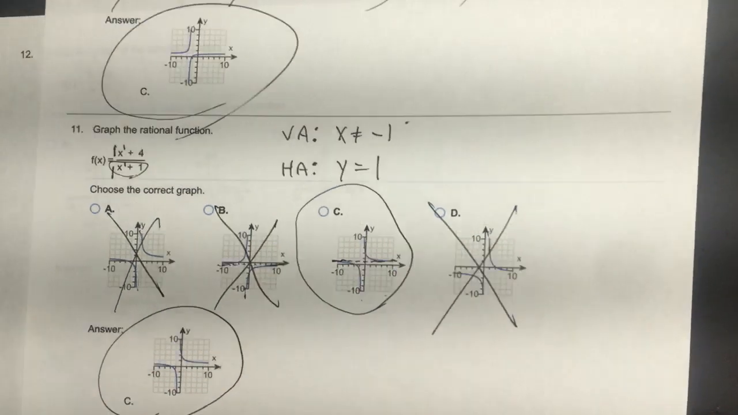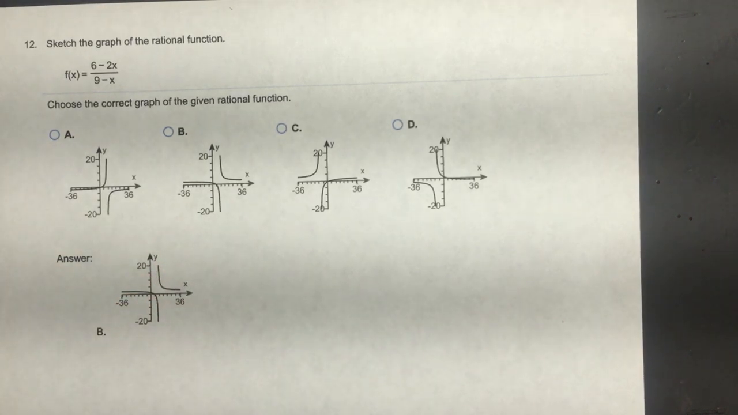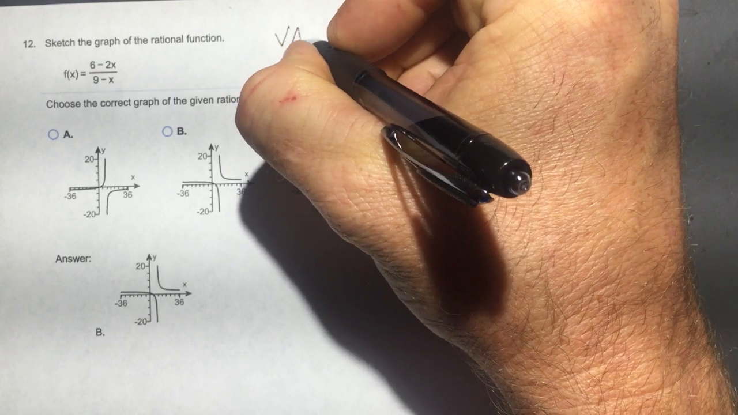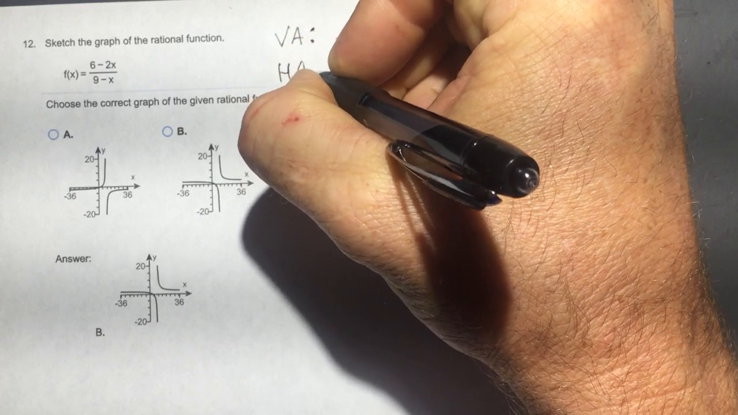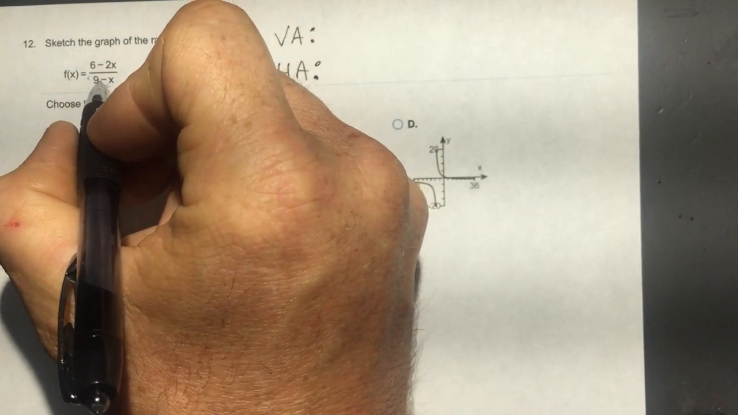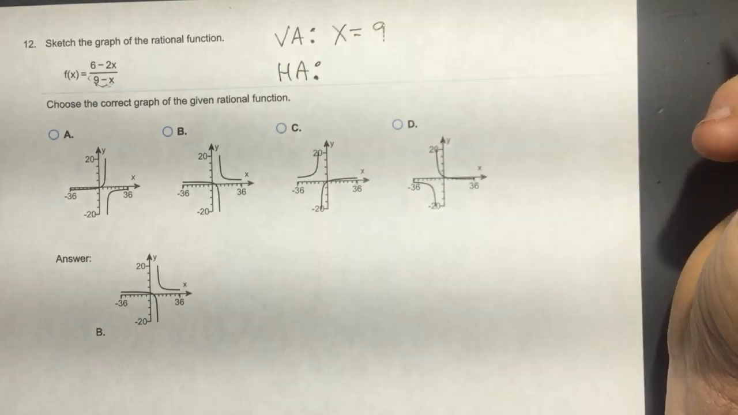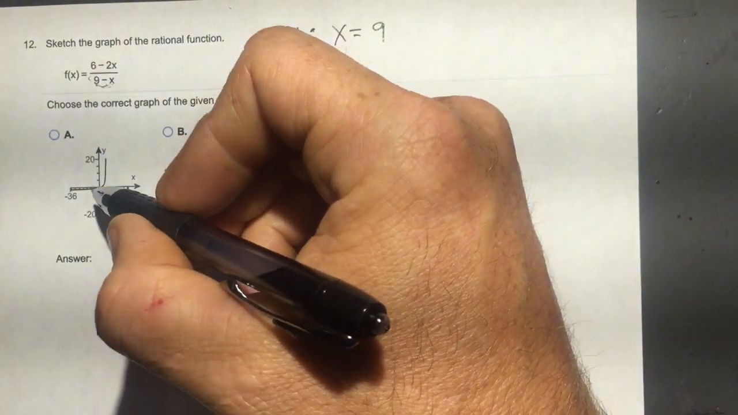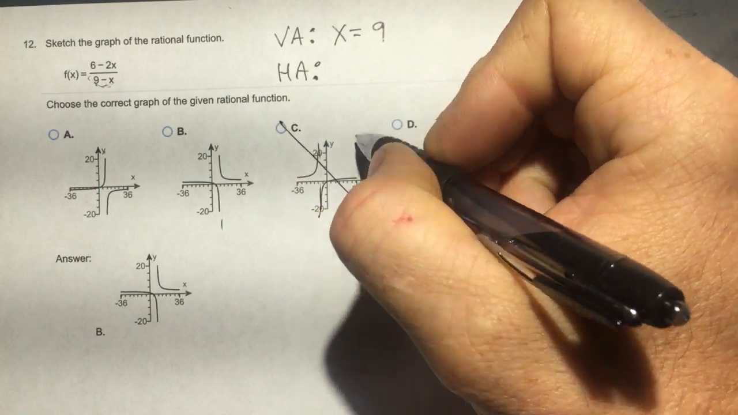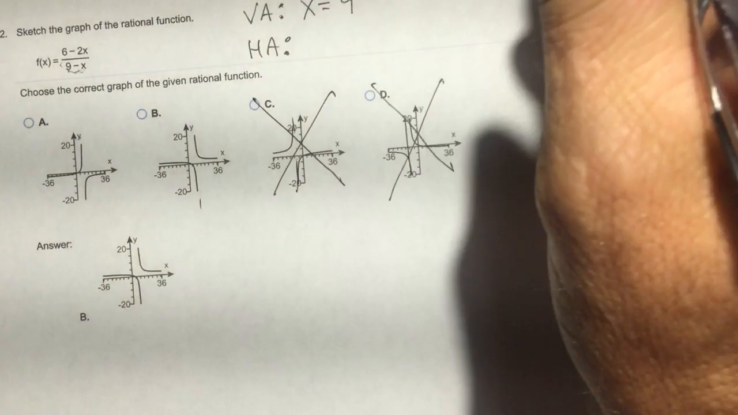Okay, and one last problem, number 12. Okay, let's sketch and graph this. All right, so we're going to look at the vertical asymptote, horizontal asymptote. Okay, my vertical right here in the bottom, 9 minus 9 would be 0. X equals 9. That's my vertical asymptote. So if I look here, this looks like 9, this looks like 9, this looks like negative 9, that looks like negative 9. Okay, so it's got to be A or B based on the vertical asymptote.